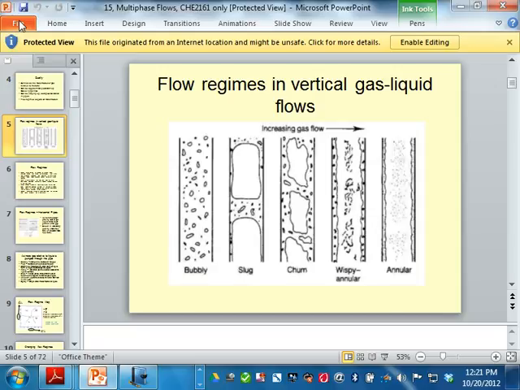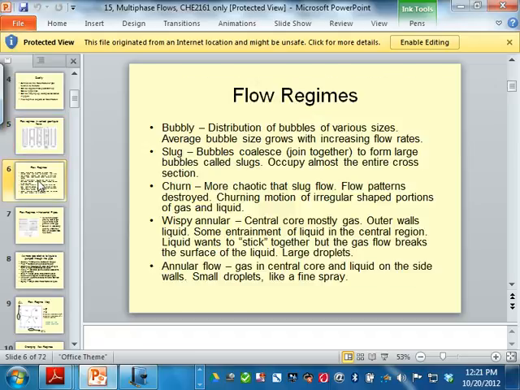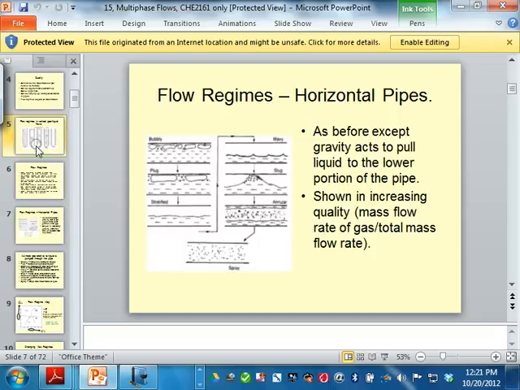Okay, so there's a description here you can read. From gentle bubbles to churn to wisp, this side gets much more chaotic. This one was vertical, this one horizontal. You can see the same picture, except in horizontal, gas is lighter, so it tends to go up, liquid goes down.